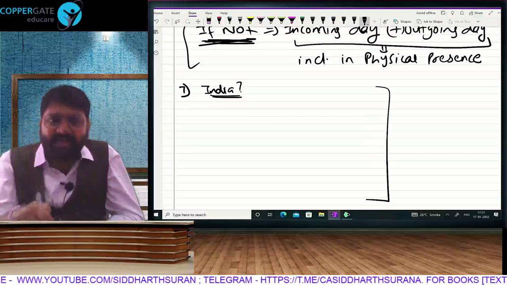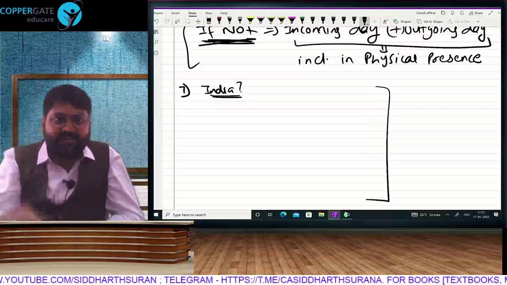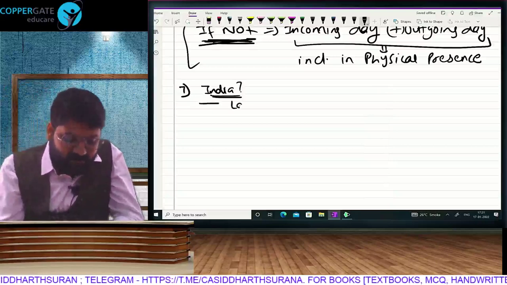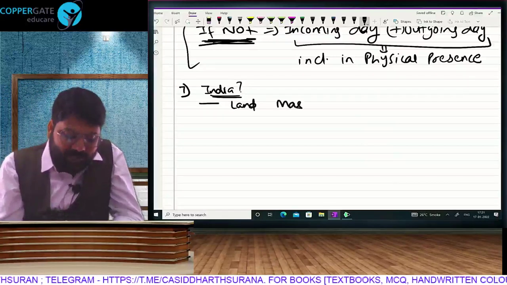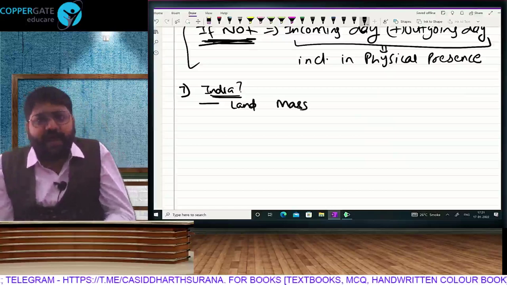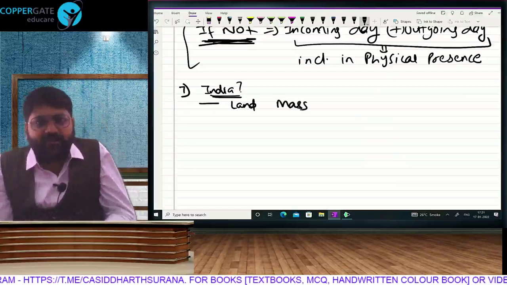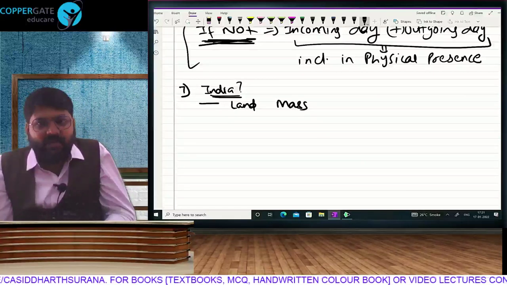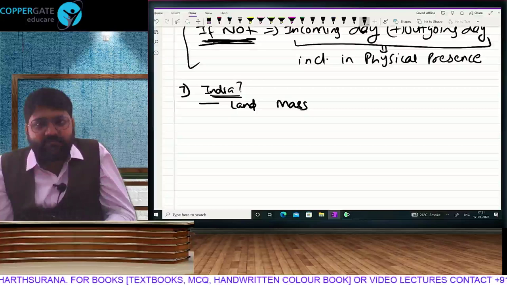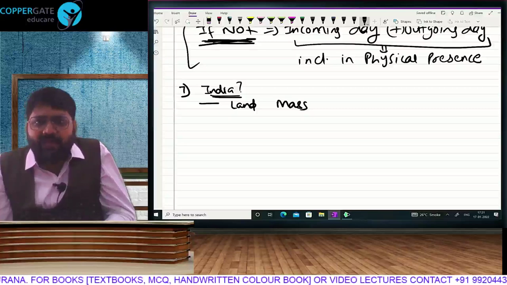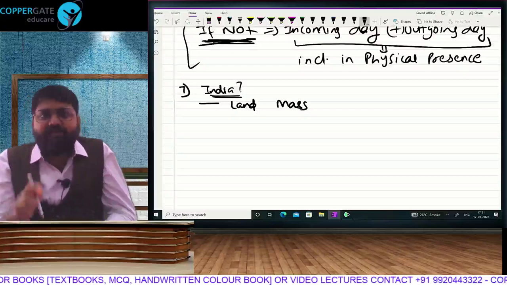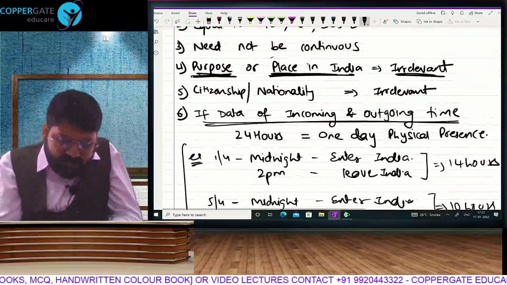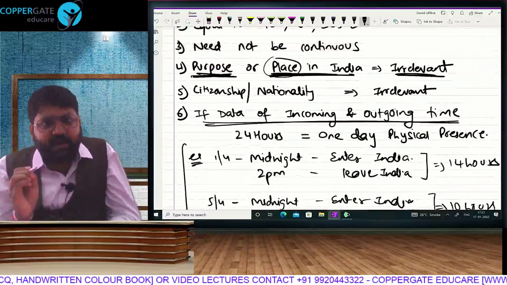182 days will be counted in this India. 60 days will be counted in this India. 365 days will be counted in this India. Which India? Mitro, the landmass. Landmass means the Indian land from Kashmir to Kanyakumari, from Gujarat to Arunachal Pradesh. Can I say that is the land of India? Yes. So, any corner of the country, if you are present, will that be counted as stay in India? And I have already told you that which place or which city in India is irrelevant. Any corner of India will be covered.